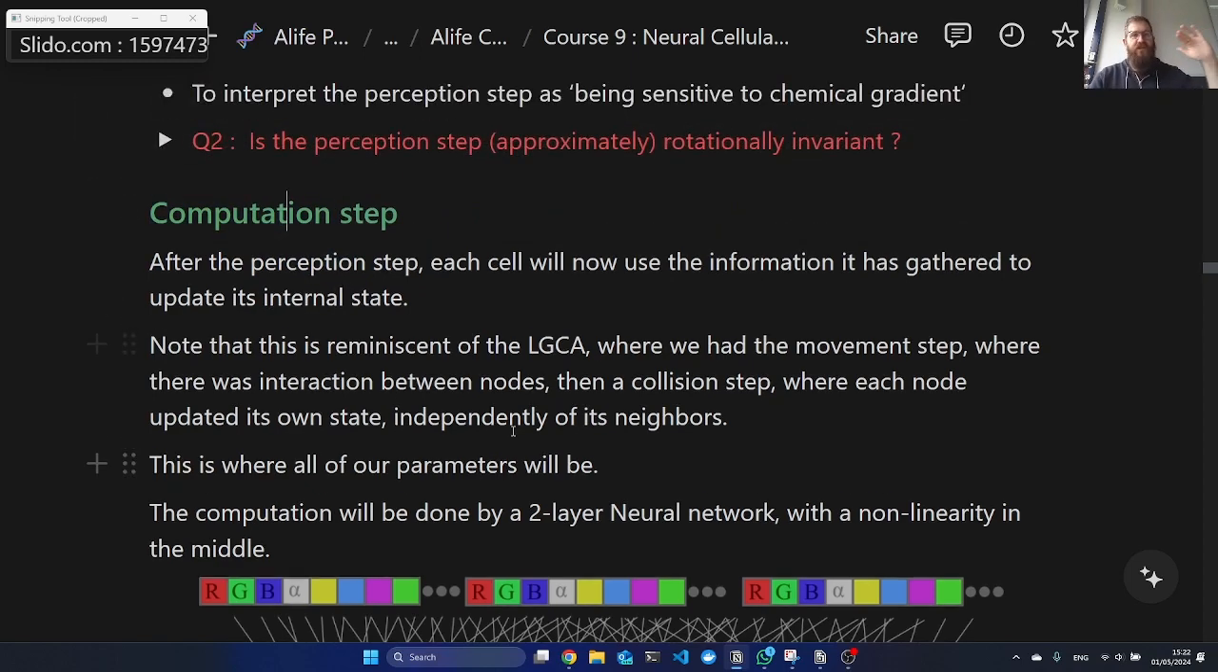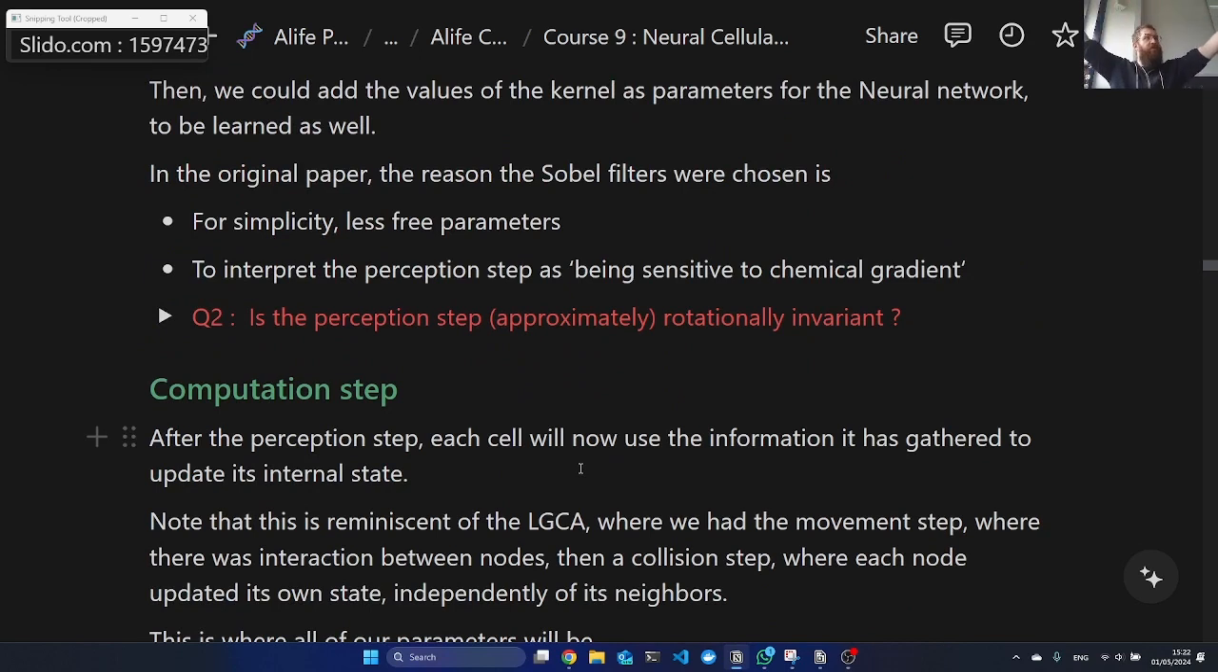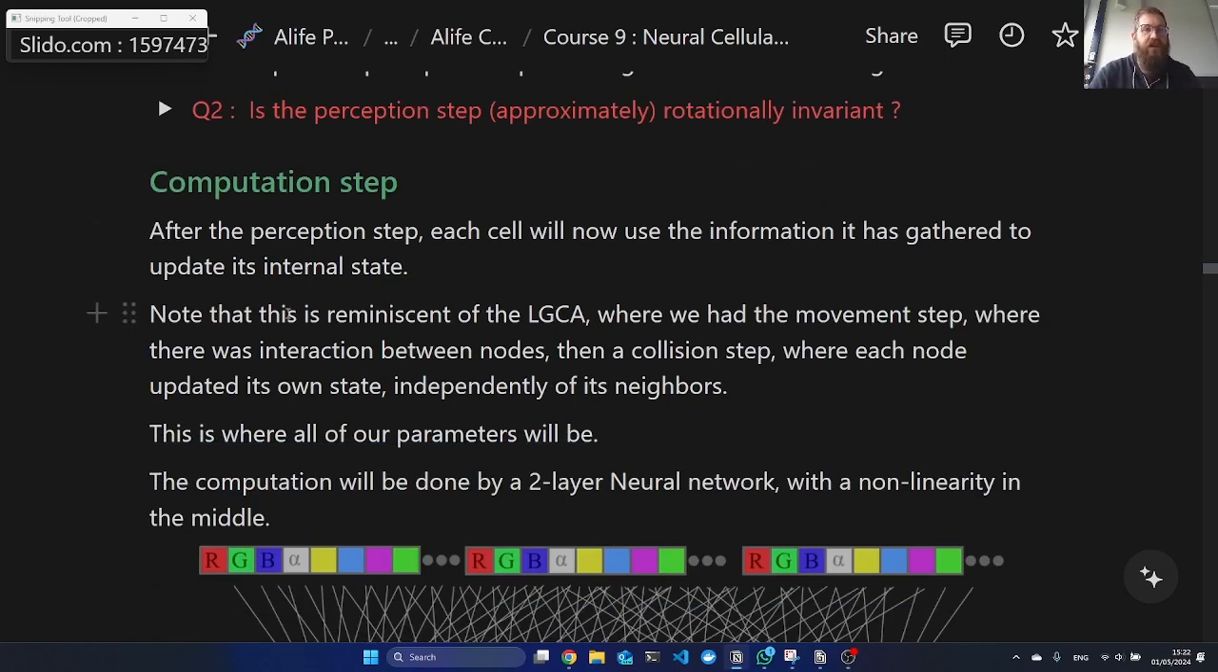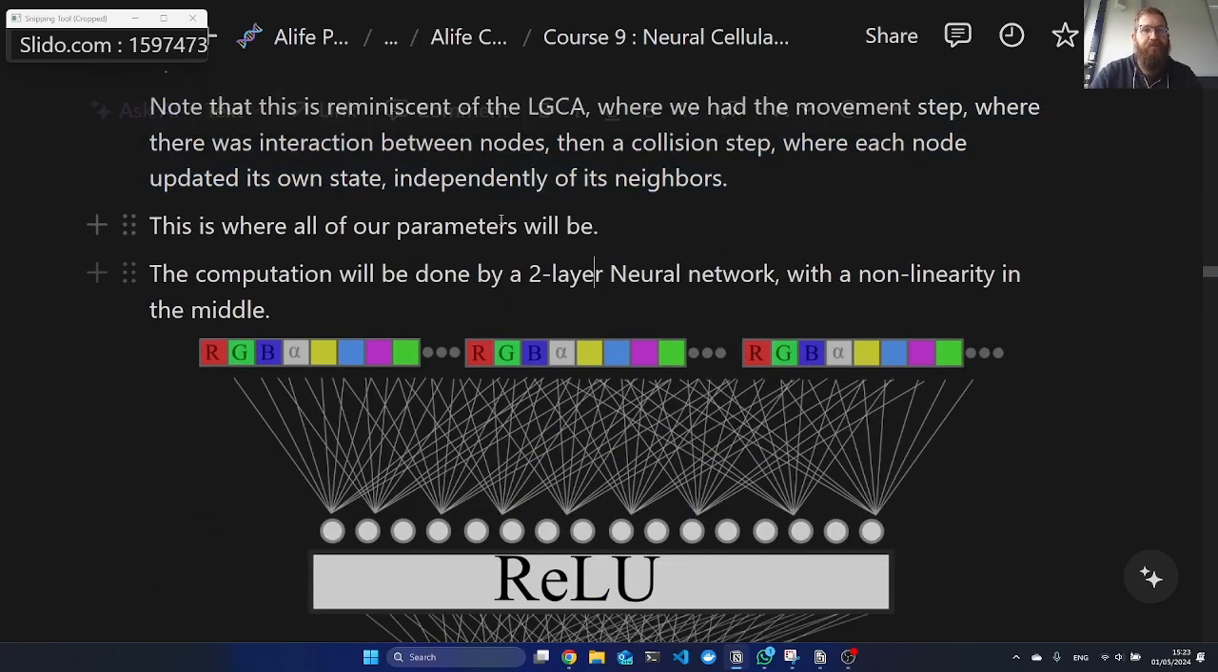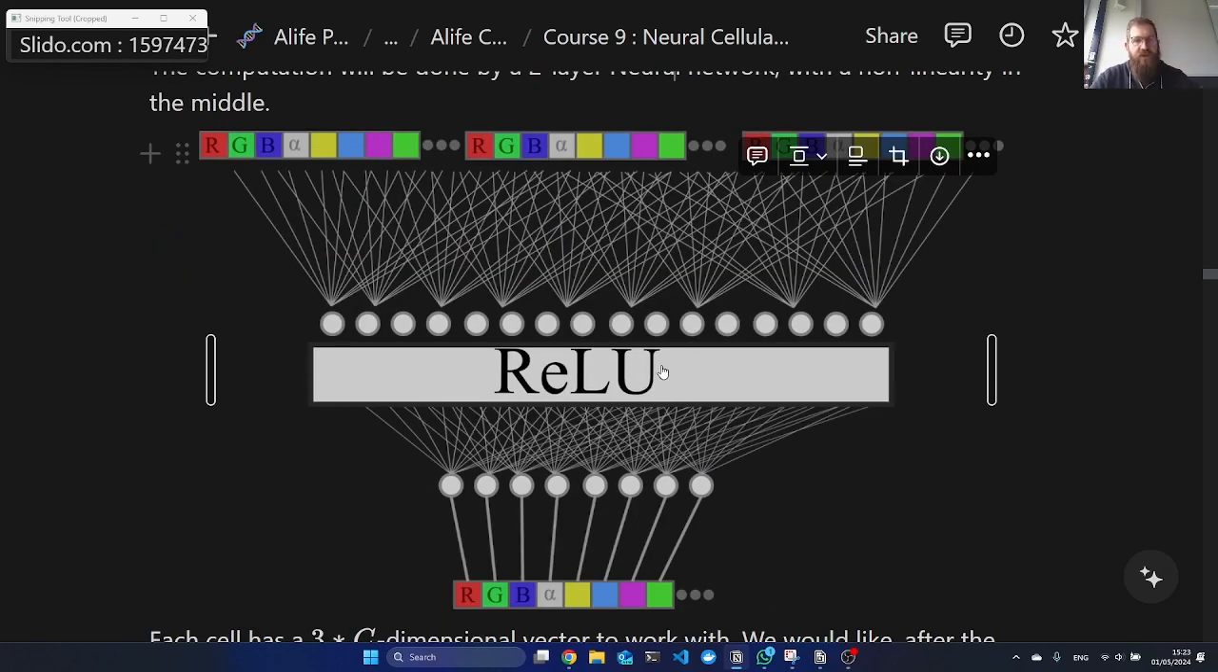After the perception step, we have this new vector of information about our neighbors, and we want to process this vector into our new state for the cell. Each cell will process this vector, just like in LGCA, as I said. And this is also where all of our free parameters will be. And how will we process this vector of information? Very simply by a two-layer neural network, with a nonlinearity in the middle for the usual reasons that I explained.